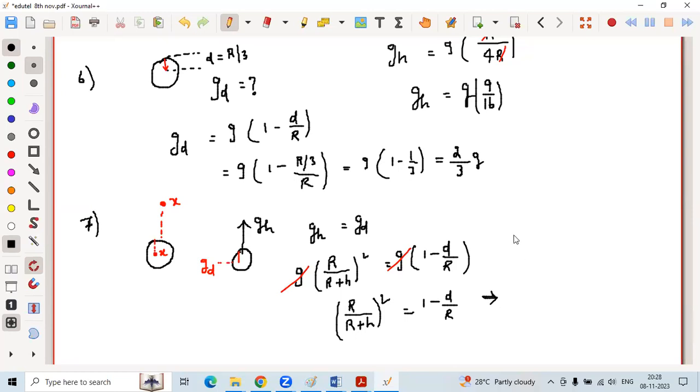This solve பண்ண answer வரும். This solve பண்ணது if you feel difficulty, say I'll do like this. இந்த R கீழே கொண்டு போங்க. It becomes, or else I'll give a shortcut. See, by using binomial theorem, you remember two formulas. gh is equal to g into R by R plus h whole square is the first formula. Right? If I simplify this by using binomial theorem, that is the second formula, the shortcut formula.